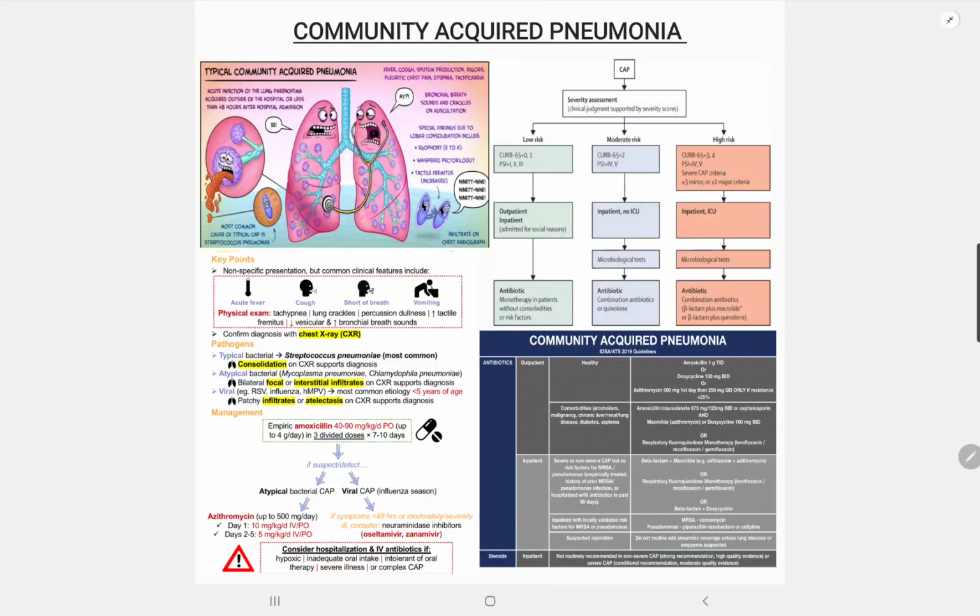Community-acquired pneumonia for medical students. Community-acquired pneumonia is a common and potentially serious respiratory infection acquired outside of healthcare settings.